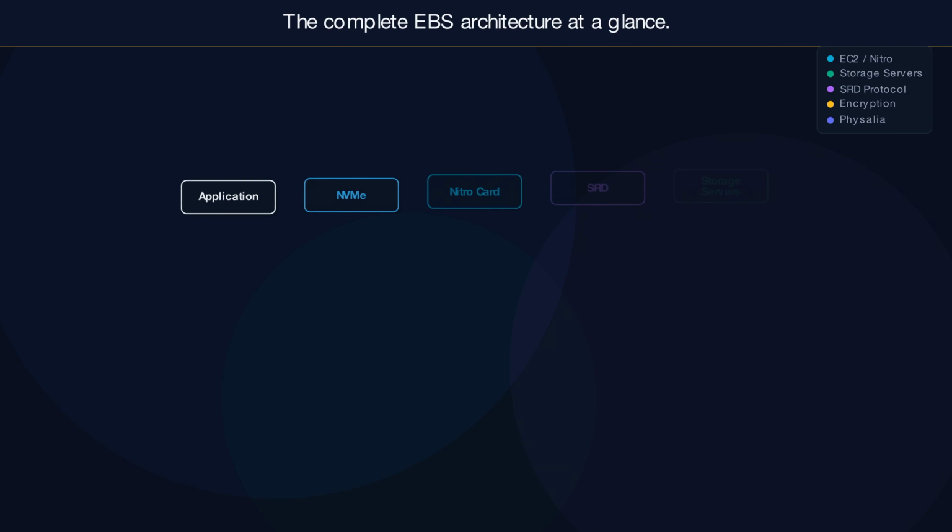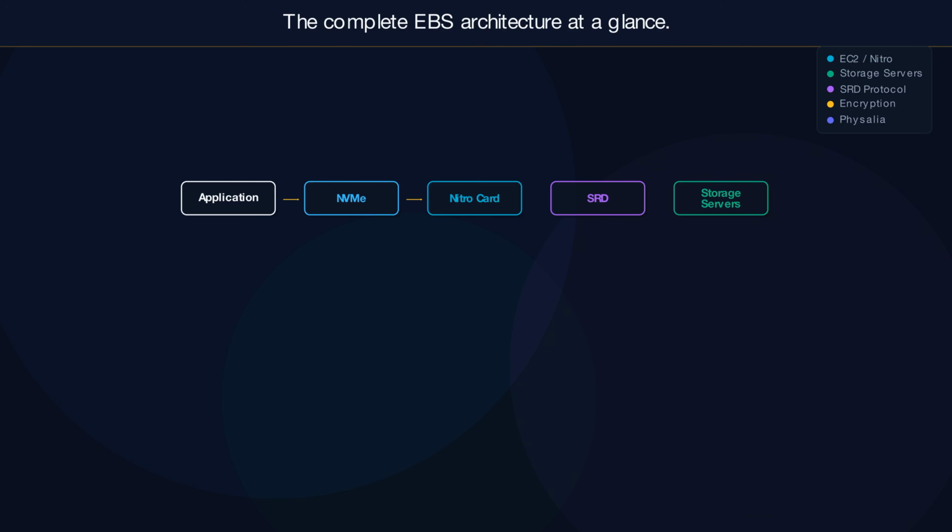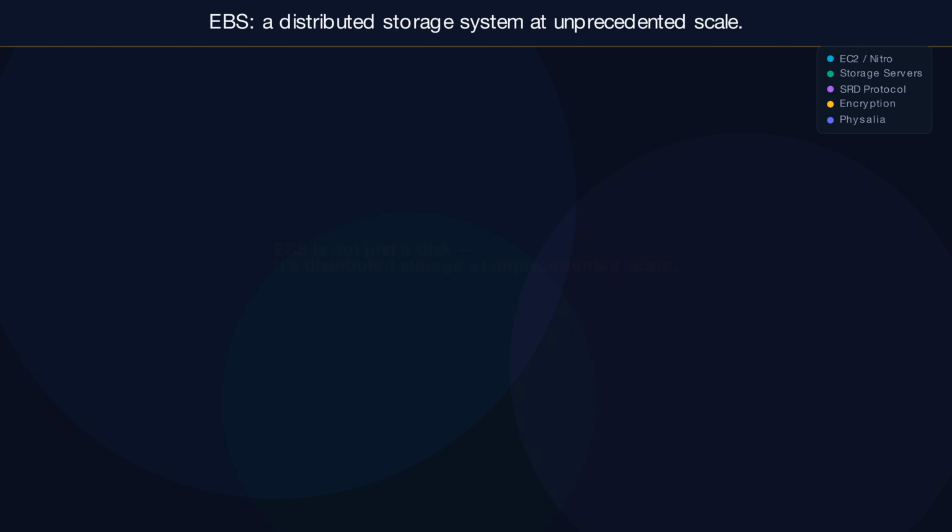Let's build the mental model. Your application writes to what looks like a local NVMe disk. The Nitro card encrypts the data and sends it over SRD to storage servers. The data is replicated to multiple nodes. Physalia manages the configuration. Snapshots capture incremental backups to S3, and the right volume type matches the right workload.